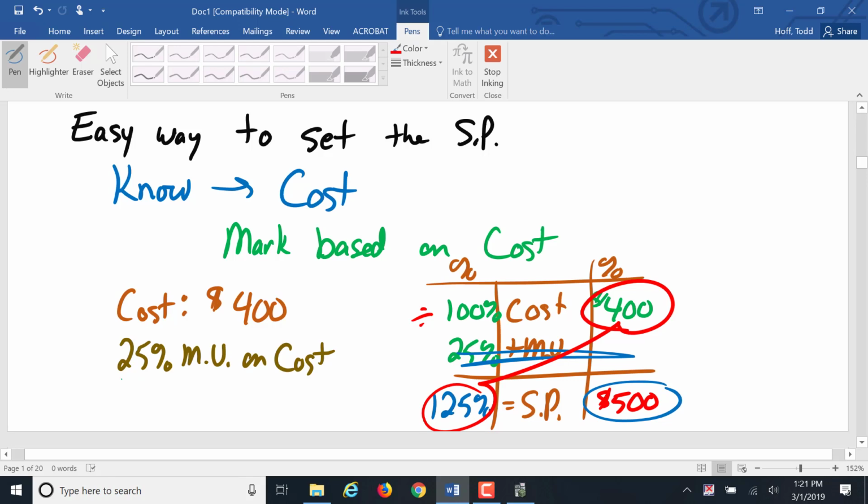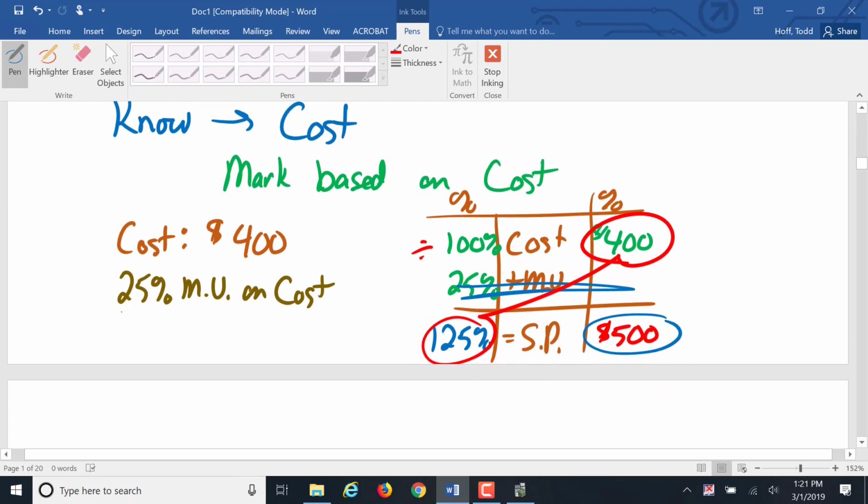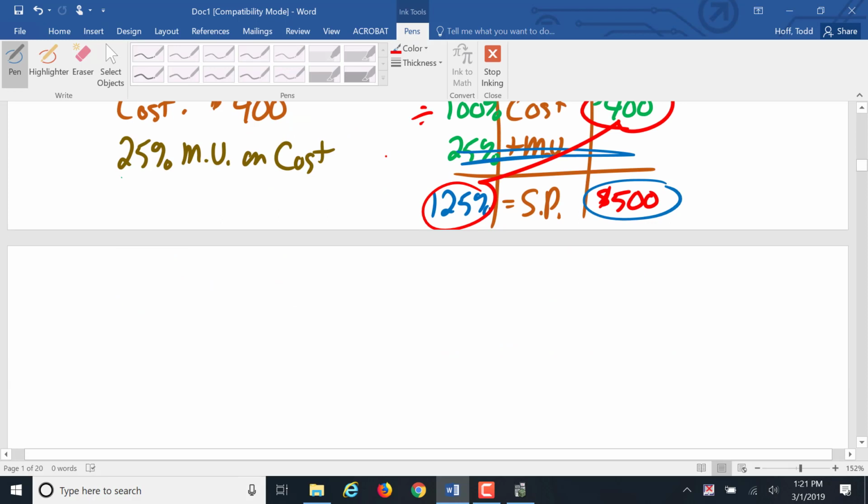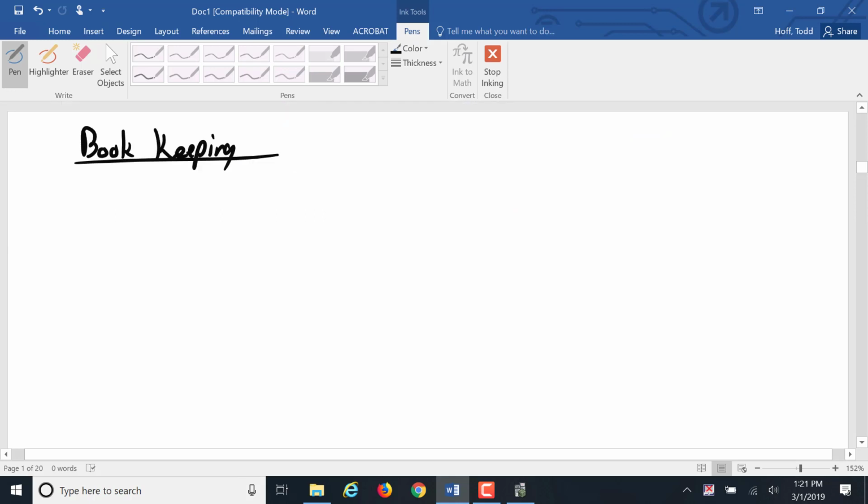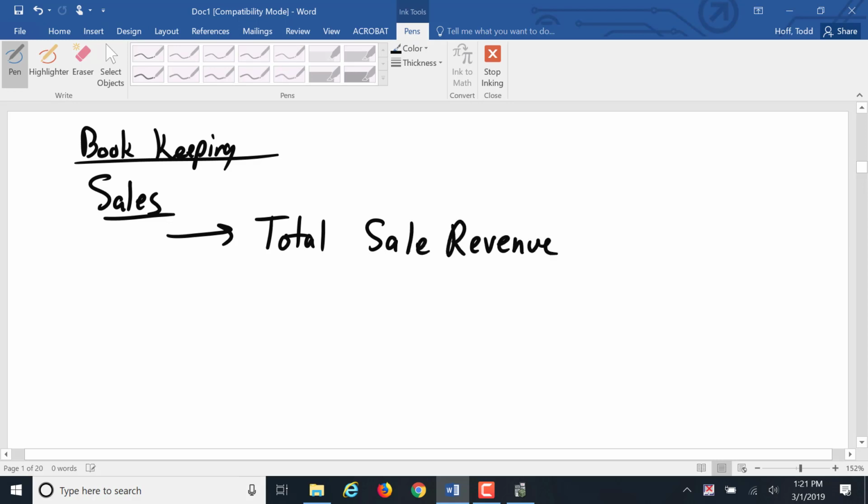That seems pretty logical. You know what it cost you, you want to set the selling price. Why would we ever want to go the other way? Well, at the end of the month when we're doing our bookkeeping, we know how much product we bought that month, but we didn't necessarily sell everything we bought. So when we're looking at what we sold, we're looking at sales. We know the total sales revenue, total cash register receipts. You just pull it up in the cash register. Total sales.